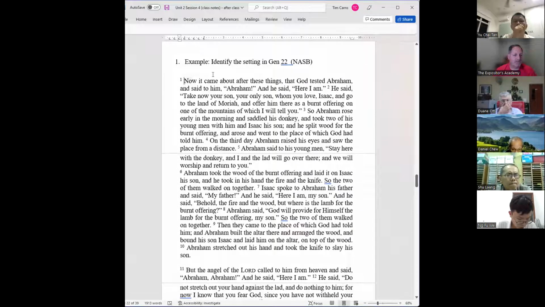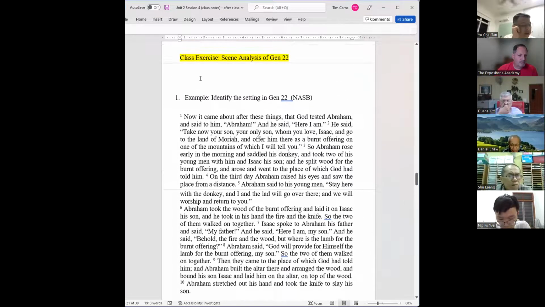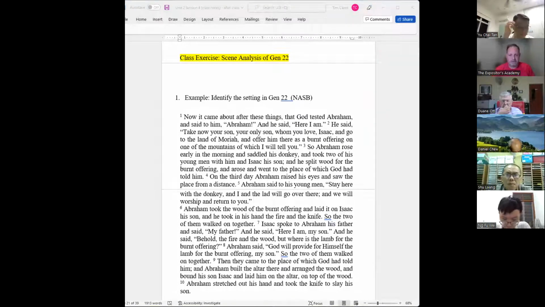Obviously we start the story here in verse 1. So that's the first scene starting here. Now, where do we get a change in time or place? Where's the next? From the end of chapter 21, Abraham was living in Beersheba for a long time. Yeah, we could go over here.